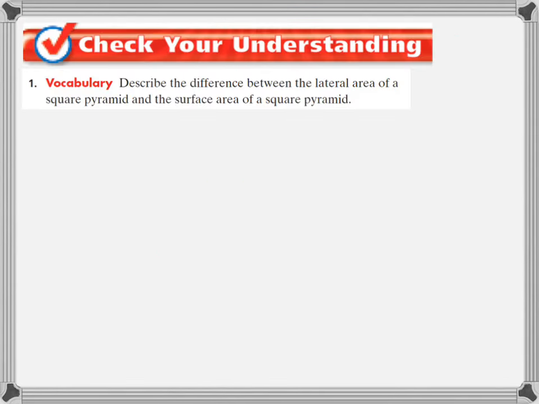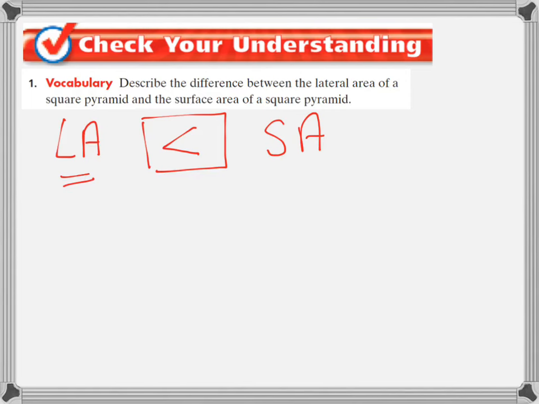Let's see this. Describe the difference between the lateral area of a square pyramid and the surface area of a square pyramid. Now, will the lateral area be less than or greater than or equal to surface area? The lateral area will be less than the surface area. Why? Because lateral area does not include the base, area of the base. That is the reason lateral area will always be less than the surface area.